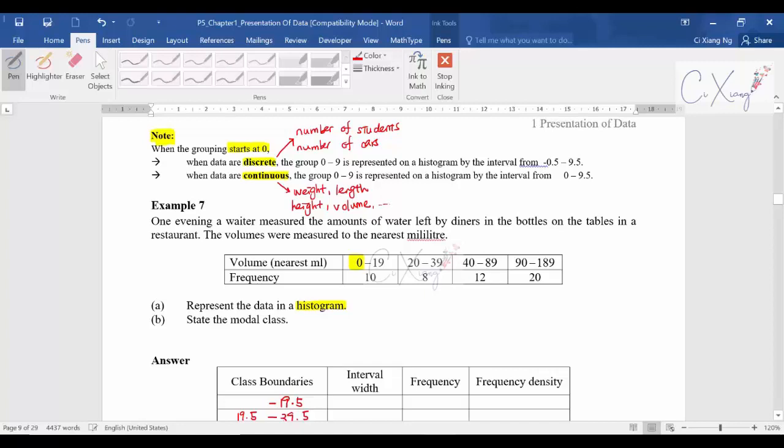If you have the grouping starting with 0 and you are having discrete data, then for your histogram you have to adjust it to become negative 0.5. You're allowed to adjust it. If your data are continuous, then you will not need to adjust your 0 to become negative 0.5. So this is a small difference in detail for discrete and continuous data.